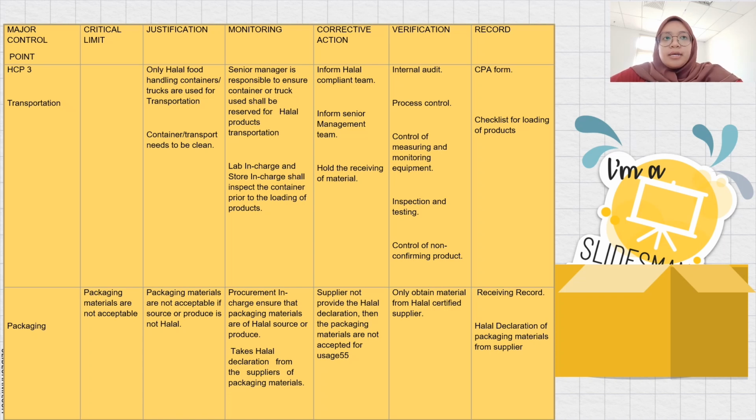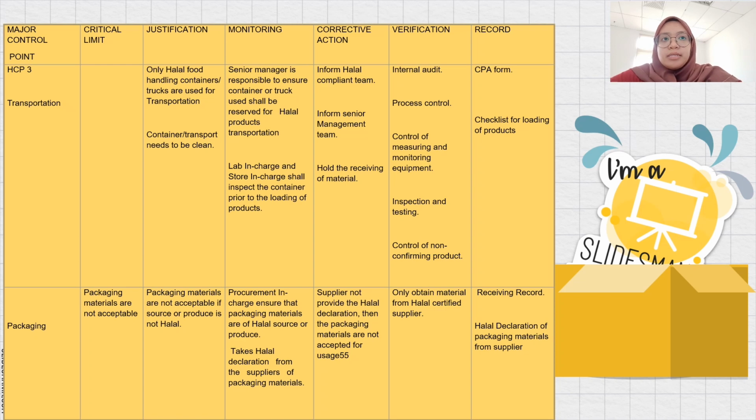The loading and stuffing is the critical area in halal transportation. In the transportation of halal goods, it is important that the transport needs to be clean before it is being stuffed or loaded. The container of transport vehicle needs to be dedicated for halal or ritually cleansed before use. Senior manager is responsible to ensure container or truck used shall be reserved for halal product transportation only.